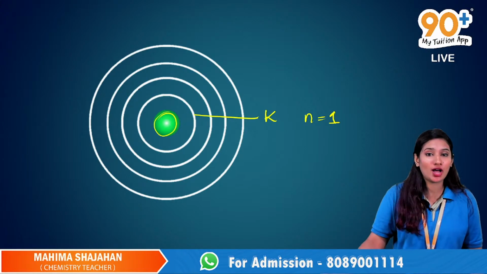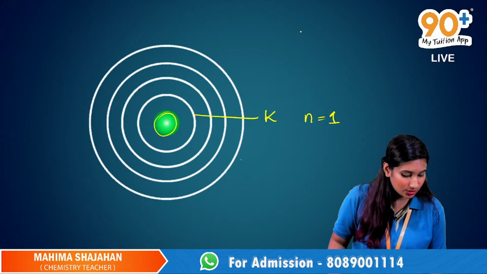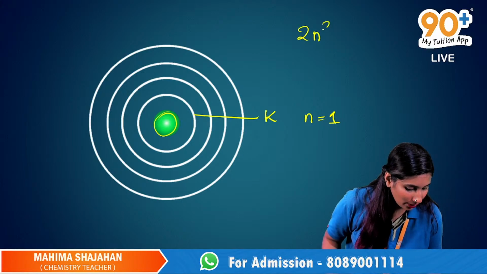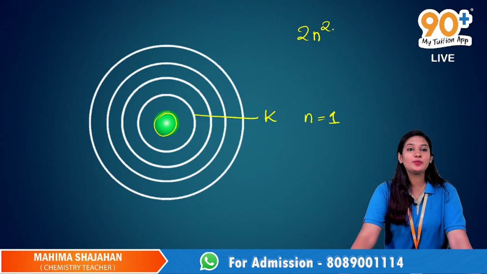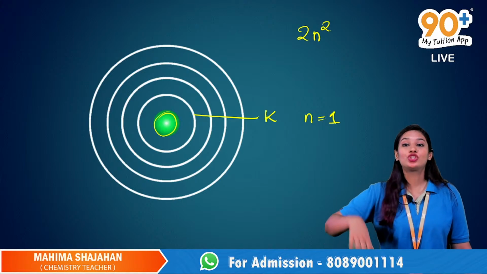For the first shell, they put forward a formula. They gave us a formula, and that formula is 2n square. Everyone, you can put down your pen. I'll give time. Yes, it is 2n square.